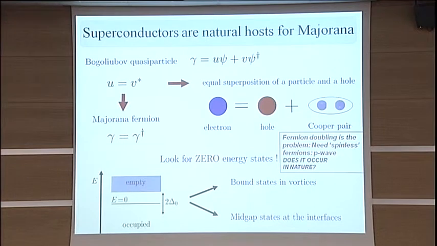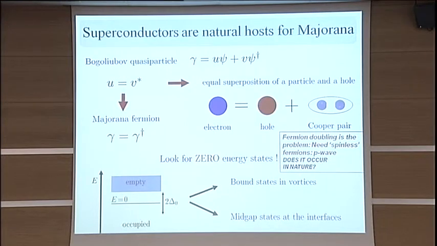So what you need now, we have reduced the problem just by logical reasoning. All you need is a spinless superconductor. That means it has to be at least p wave, because it cannot be s wave. The total wave function has to be antisymmetric. So if you have just spinless, that means spin polarized, then it has to be p wave.